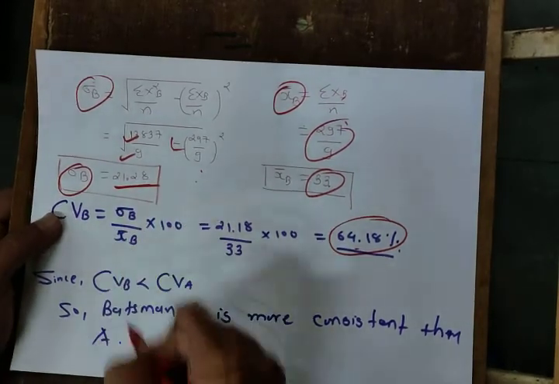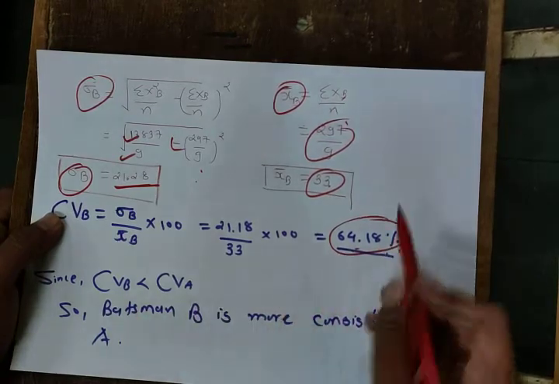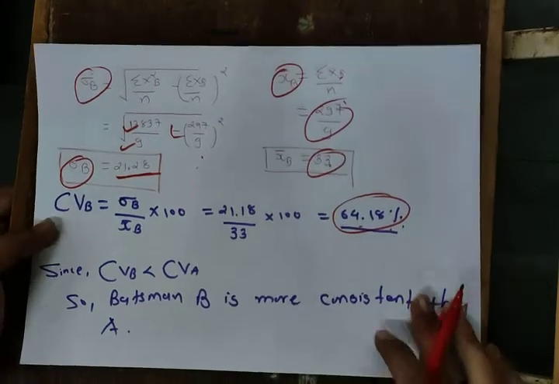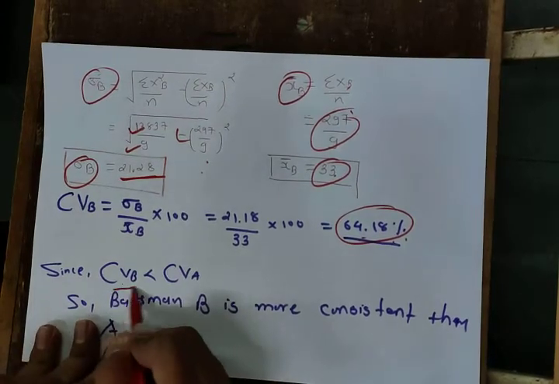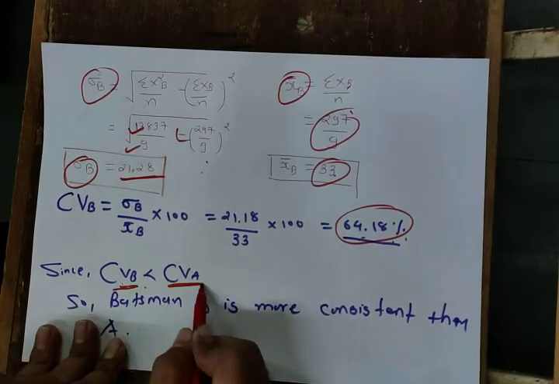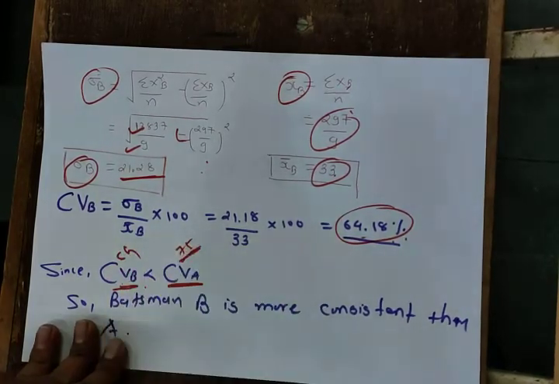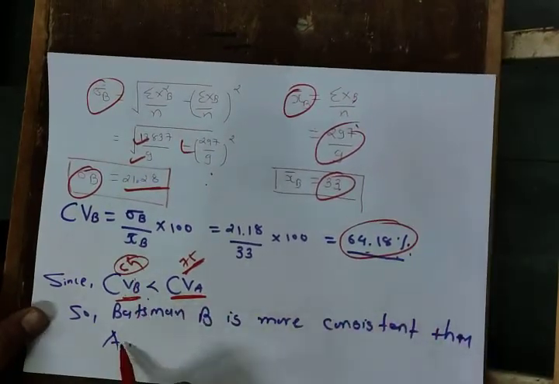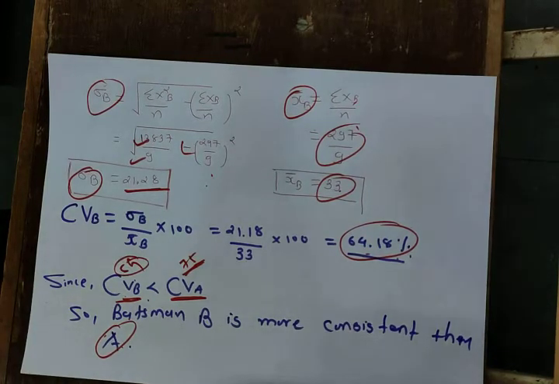Okay, so for A it was 75%, and for B it was 64%. As I have already said, whichever is less is more consistent. Here the coefficient of variation of B is less than that of A: A is approximately 75 and B is approximately 64, so B is more consistent. Clear? Okay.